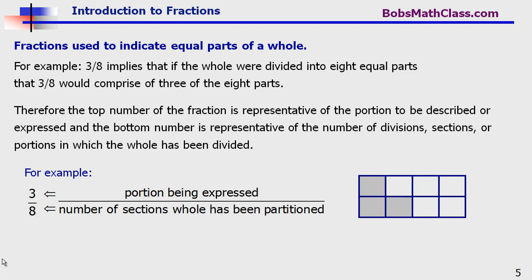3, and that's your top number. So the top number of the fraction is representative of the portion to be described. So the portion described is the top number. And the bottom number is representative of the number of divisions, sections, or portions in which the whole has been divided, or total. So top number, portion being expressed. The bottom number, the denominator, is the number of sections the whole has been partitioned.